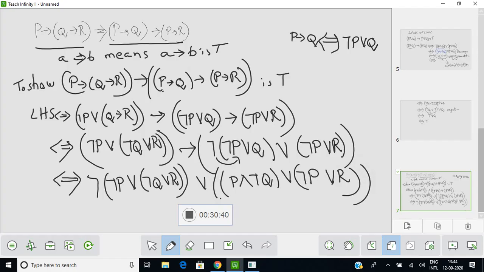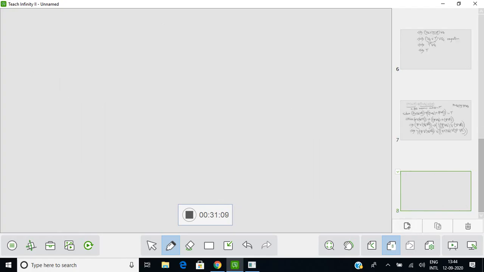Now we have to consider this last term. Let us break this term and see if we can do anything with it. We are having P and negation Q, or negation P or R. Here also we have negation P or R. So maybe we can rearrange and check if anything can be done with respect to these terms. Let us first take the second term. In the second term we are having P and negation Q.